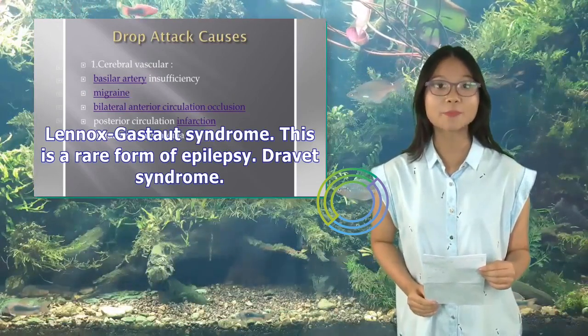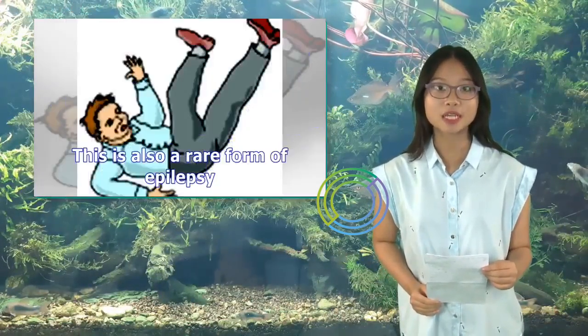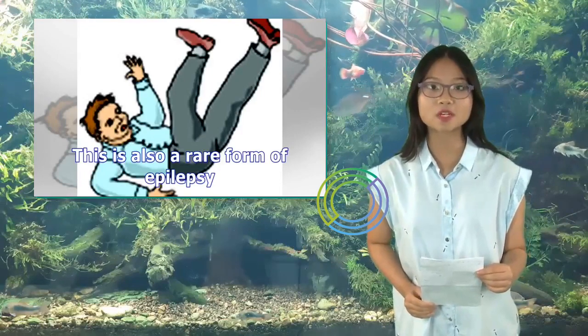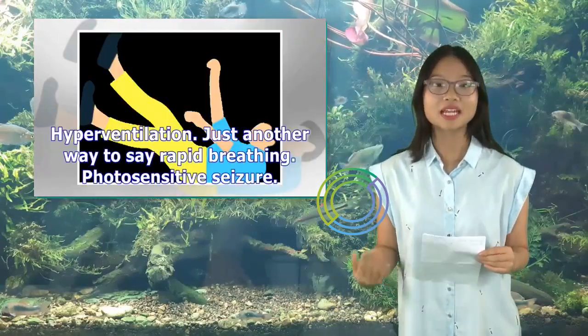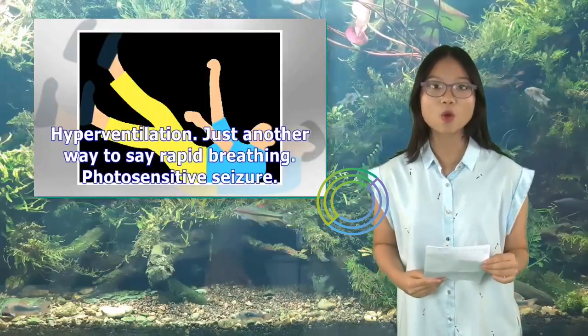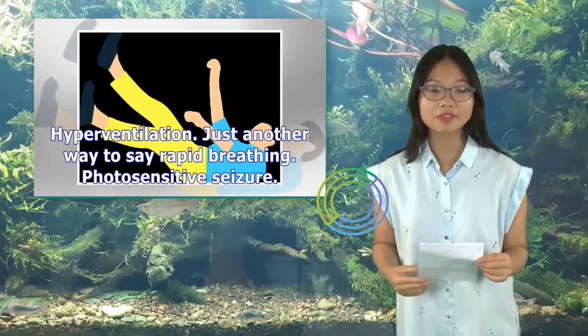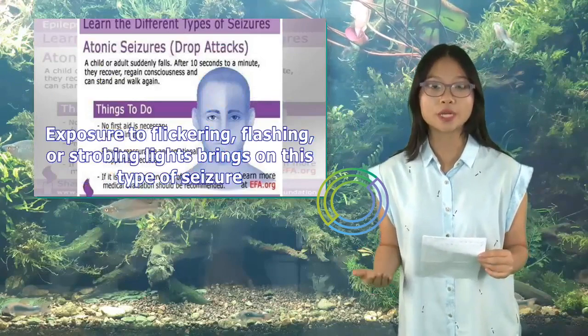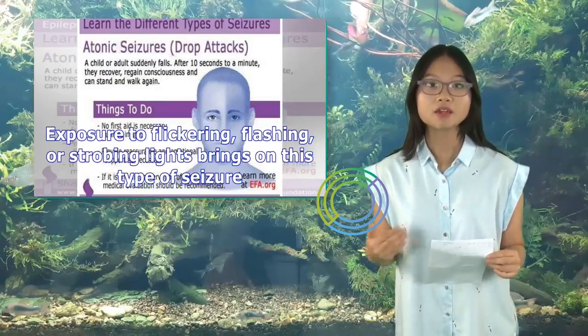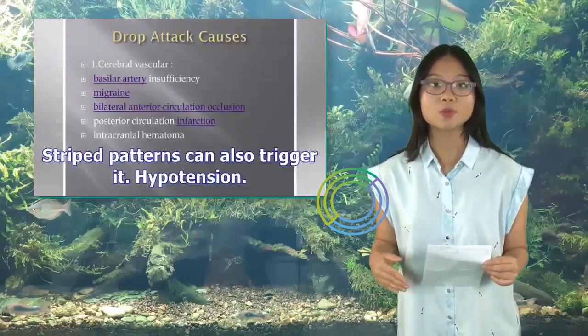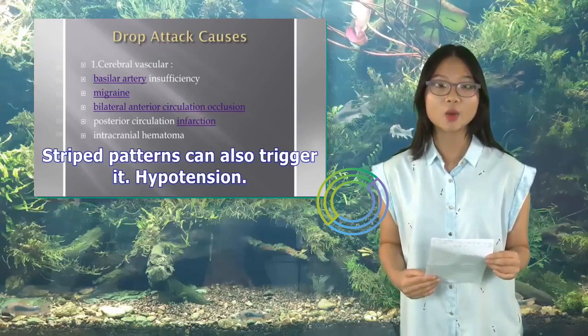Dravet syndrome. This is also a rare form of epilepsy. Hyperventilation. Just another way to say rapid breathing. Photosensitive seizure. Exposure to flickering, flashing, or strobing lights brings on this type of seizure. Stripe patterns can also trigger it.